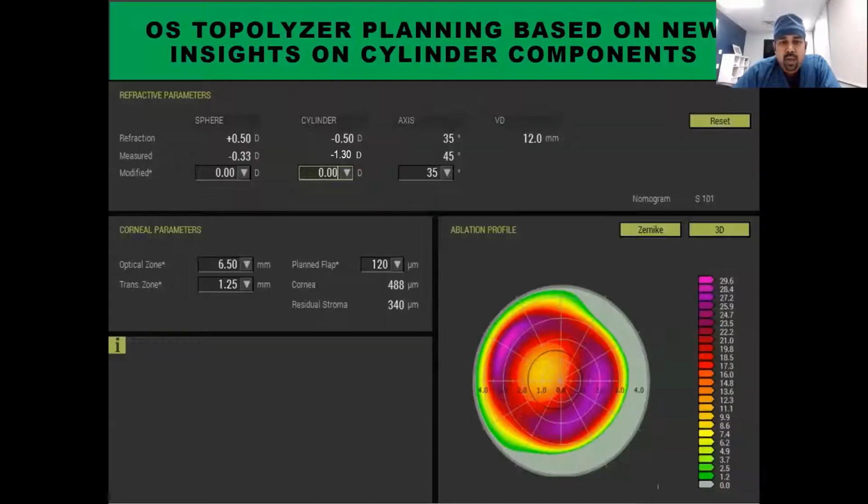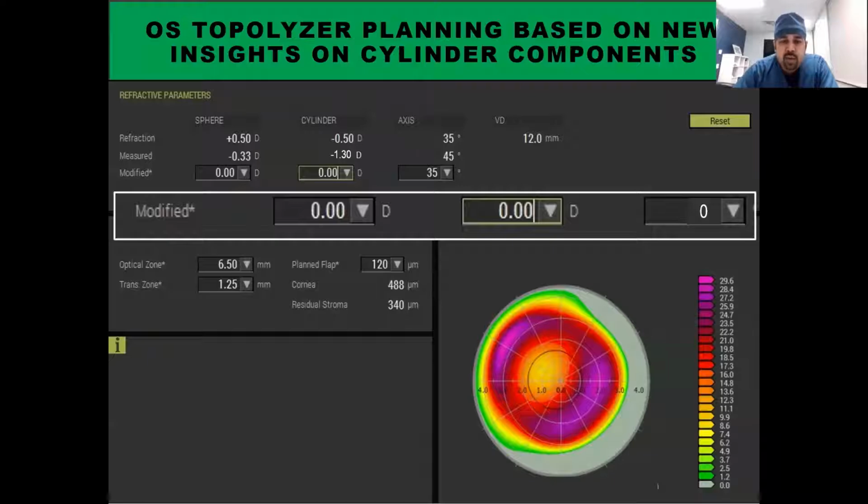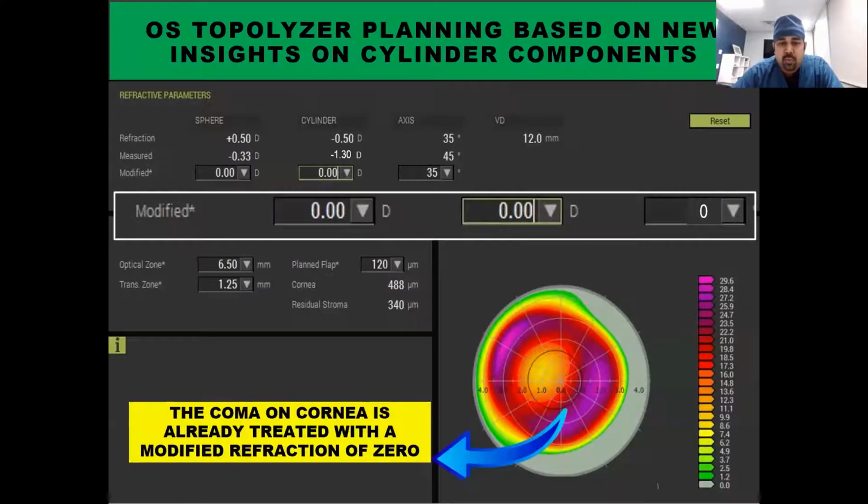So when you look at the topolyzer, when we plan for this patient for this corneal cylinder, this modified refraction is something called a zero rule. So even when you don't treat him for any of his sphere or cylinder, when we just apply a zero rule, we still have a good amount of ablation happening on the cornea just to treat the surface.